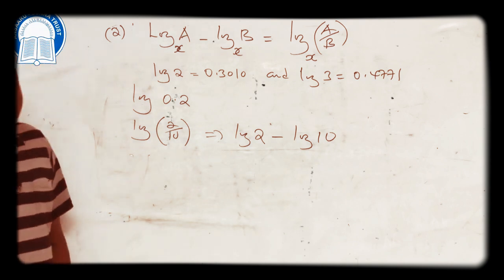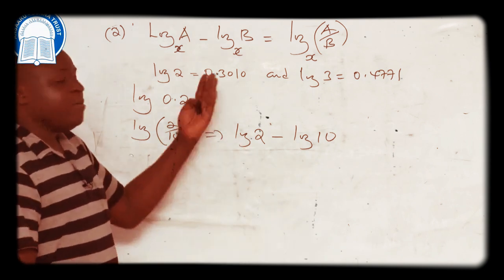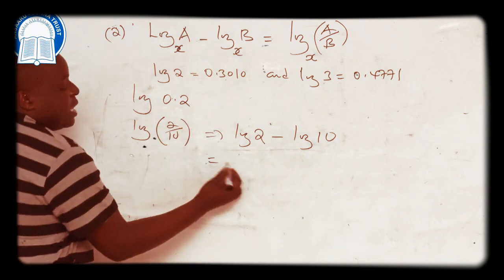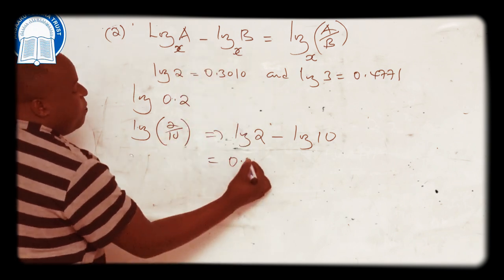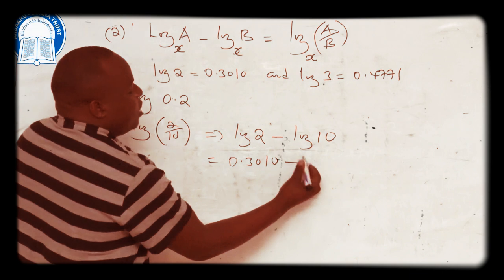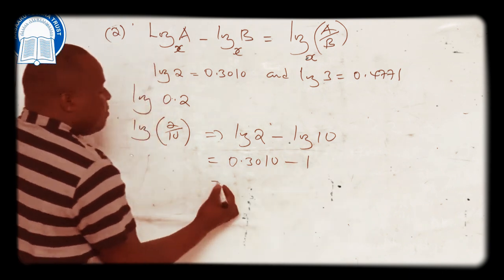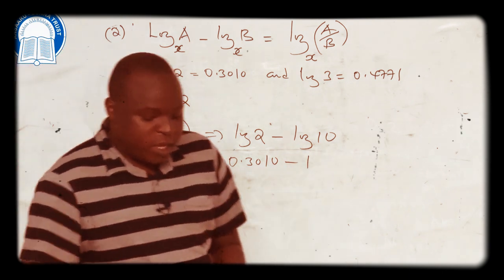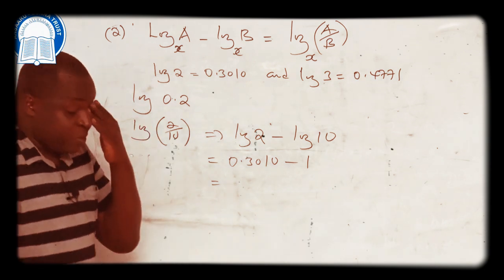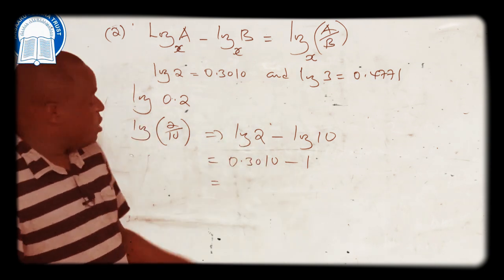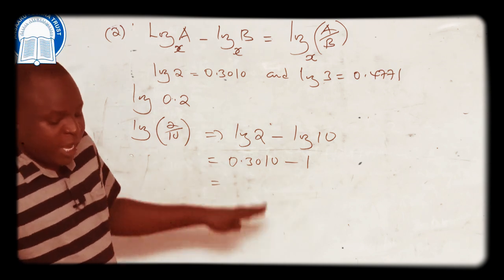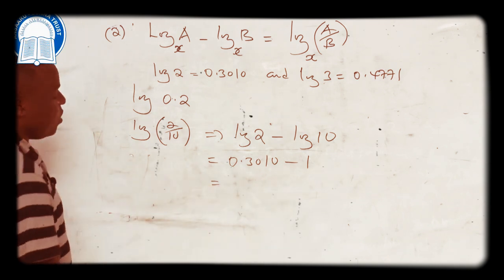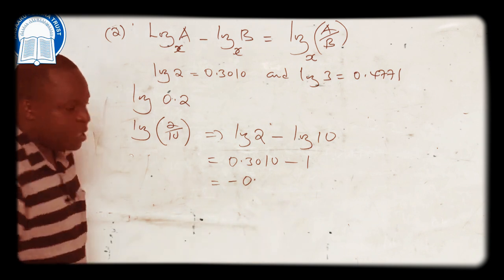10 is a common log. We should not have a problem with that. I've already explained. Then replace the values. Log 2 is the same as 0.3010. Log 10 is the same as 1. So the next thing you'll do is subtract these values, 0.3010 minus 1.